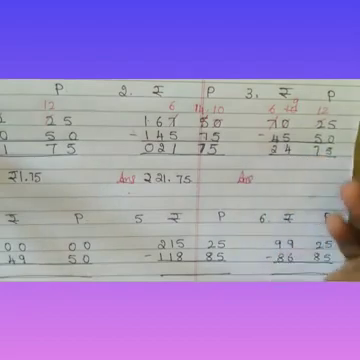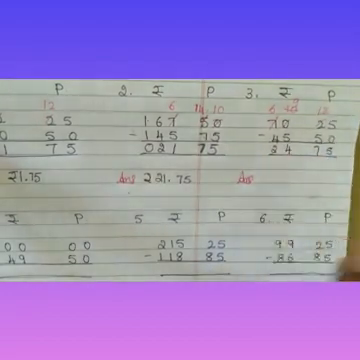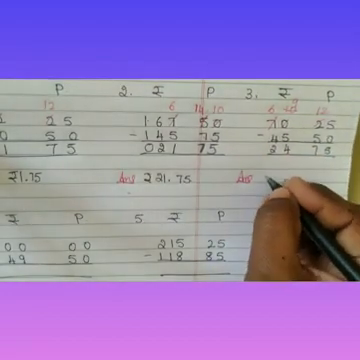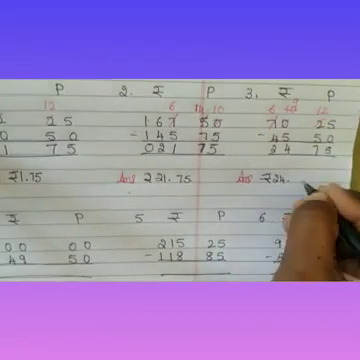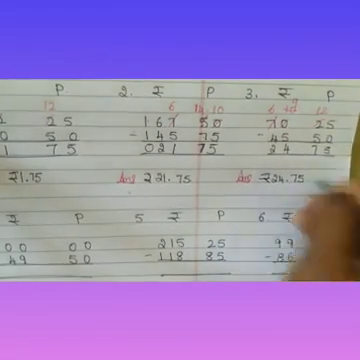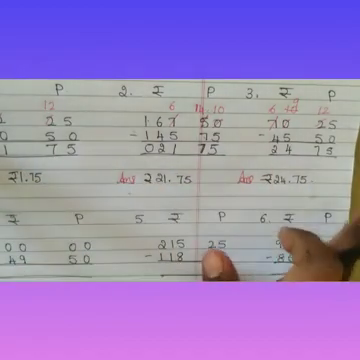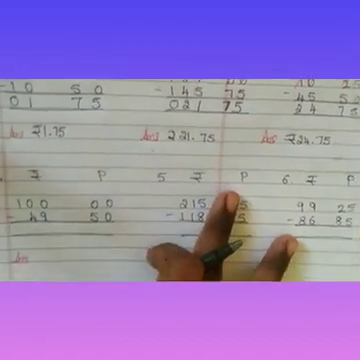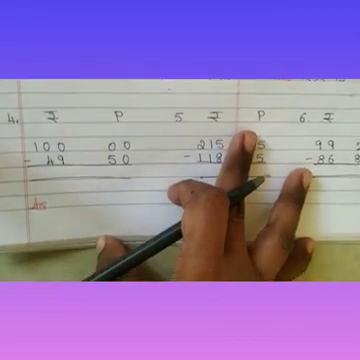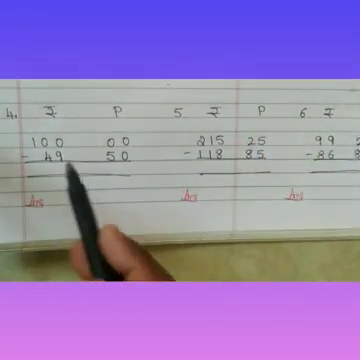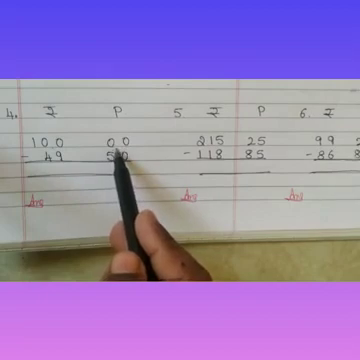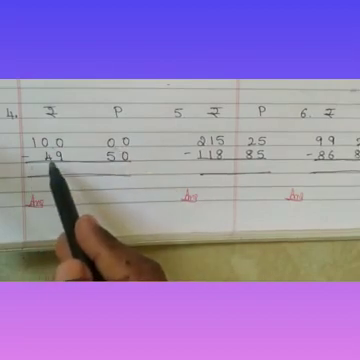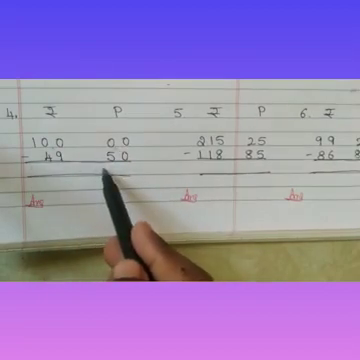So, after subtracting this way, we will write in the rupees and paise way. So, 24 rupees and 75 paise. So, this was our third question. Now, our fourth question. What is our fourth question? They have given 100 rupees 0 paise minus 45 rupees 50 paise.